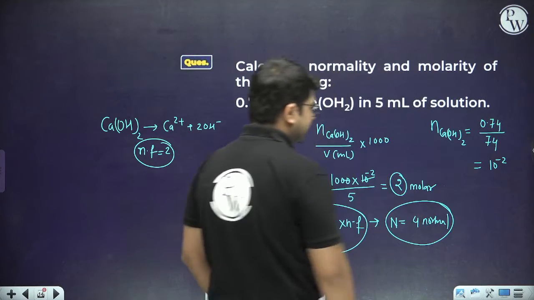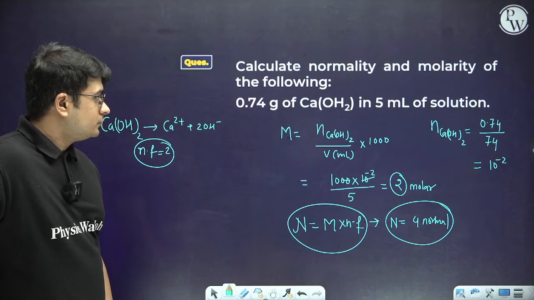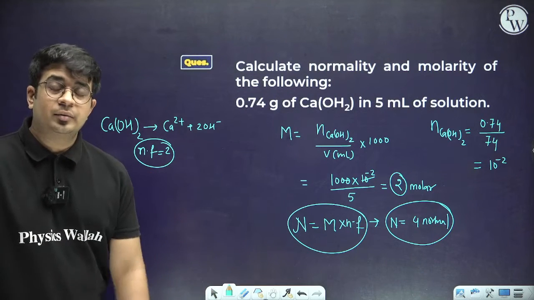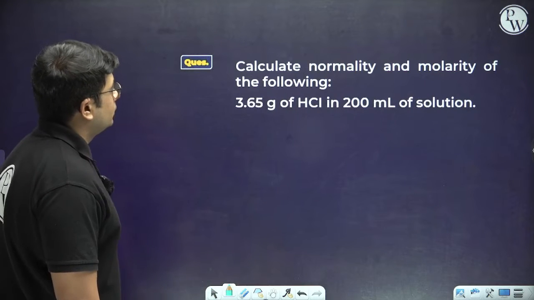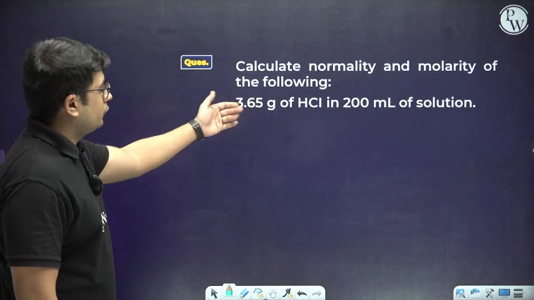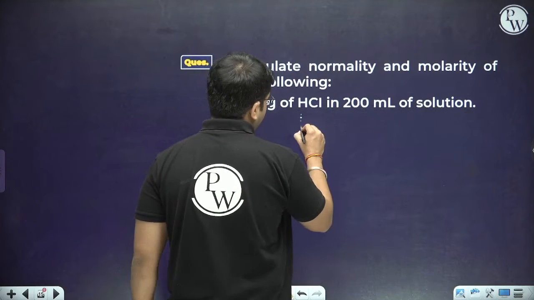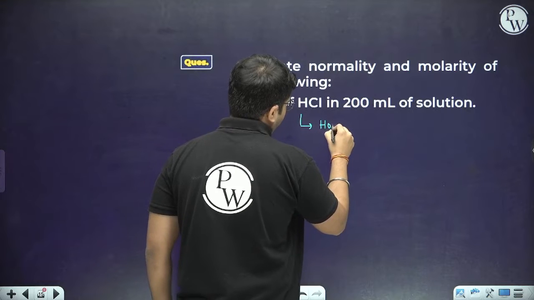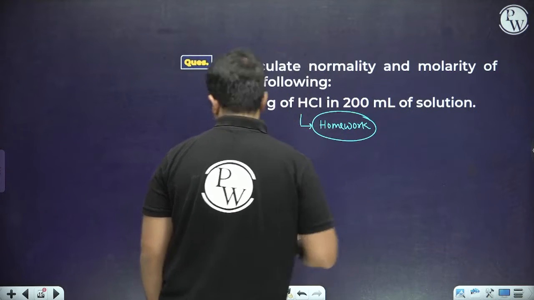I hope this entire part is clear. This is the basic idea about normality as well as molarity. So calculate the normality and molarity for 3.65 gram of HCl in 200 ml solution. So this is your homework. You can do it by yourself. Very easy question.